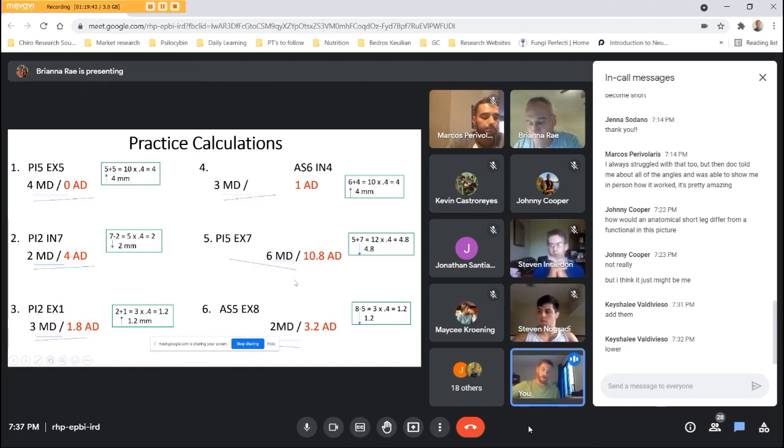Okay. I guess my question to further clarify is, if we're going to order a heel lift more than 7 millimeters, how do we know how much more to go?